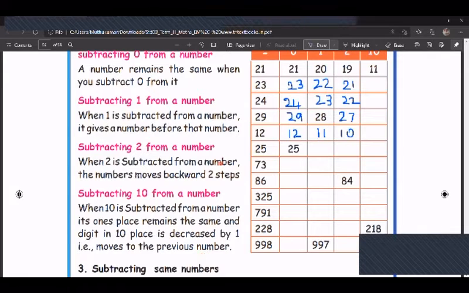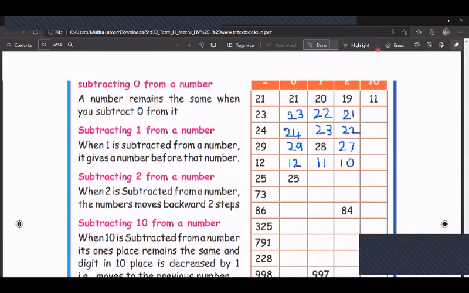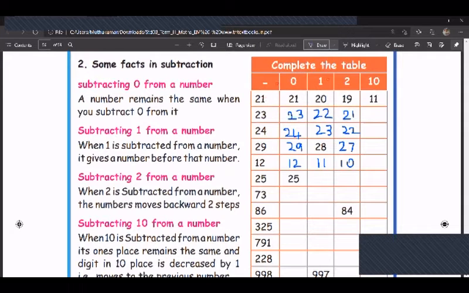For example, children, 21 minus 10. What will be the answer? 11, isn't it? Here, see, the ones place remains the same. The tens place is decreased by 1. It moves to the previous number. Now, 23 minus 10. What is 23 minus 10? It is 13. The ones place remains the same and the tens place is decreased by 1.